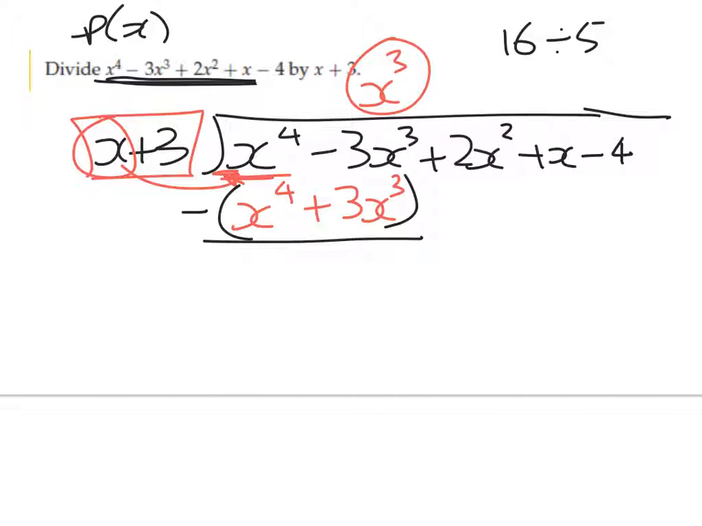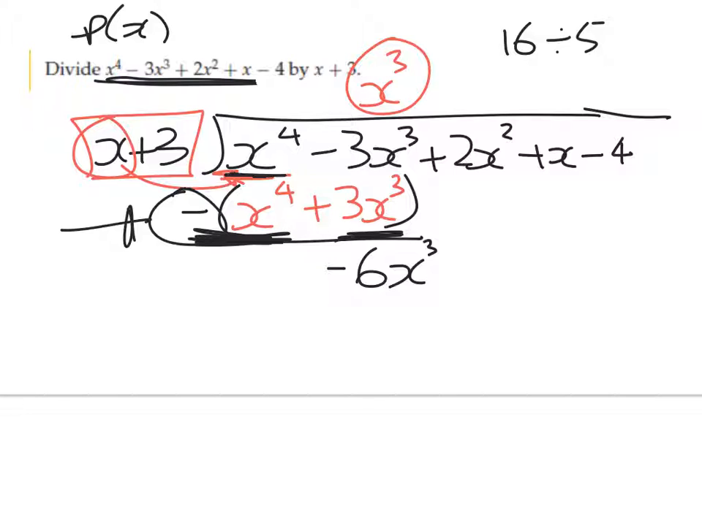So, what we have now is we're going to subtract this line from the top line. So, starting over here, negative 3x cubed minus 3x cubed gives me negative 6x cubed. Here I have x to the power of 4 minus x to the power of 4. So we've done that on purpose so that that leaves us with 0. Now I bring down the 2x squared. I've got plus 2x squared here.